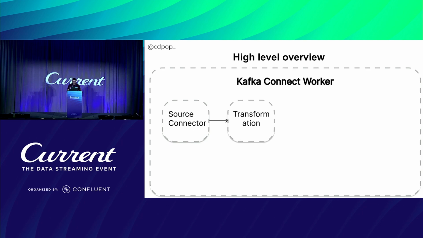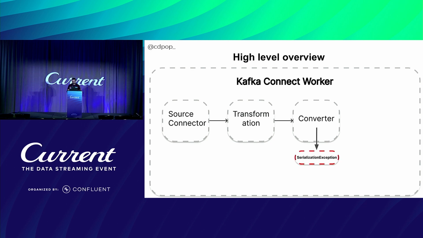Afterwards, it goes to a transformation. And within the transformation, you may end up with something like a data exception. Since source connectors do not have a dead letter queue, they cannot route that message to another topic. In that case, you have to modify the transformation. Then you have a converter, and within a converter, you may end up with a serialization exception, and again, you would have to modify the configuration.